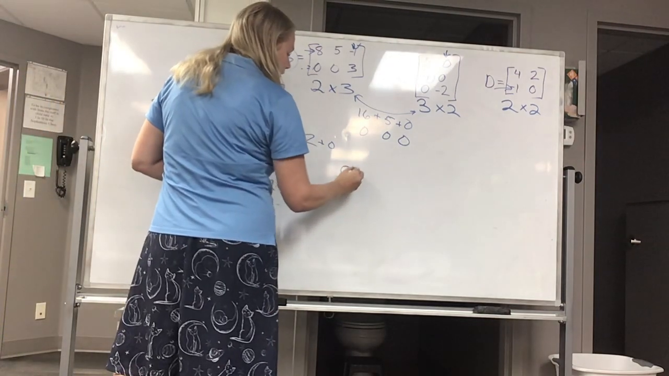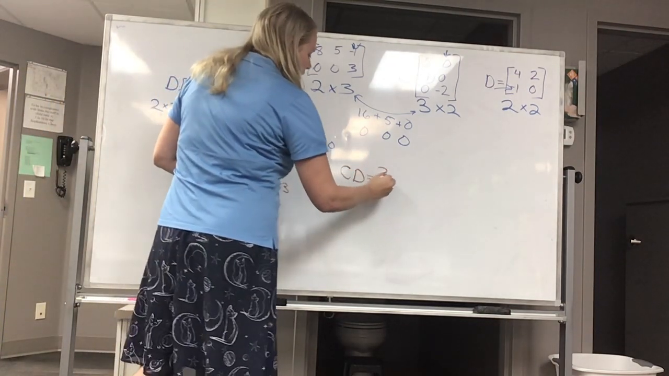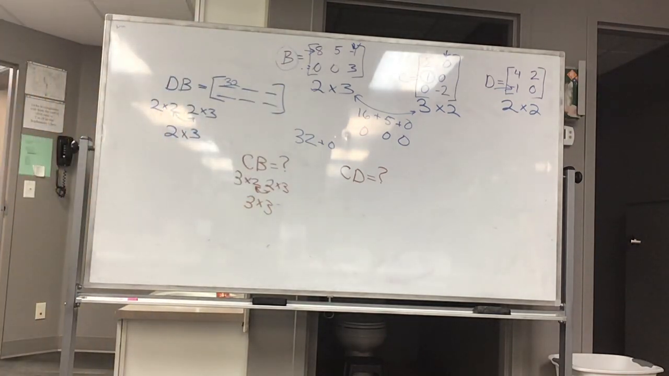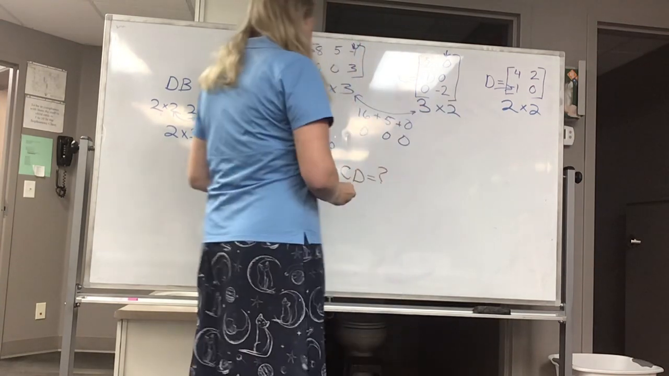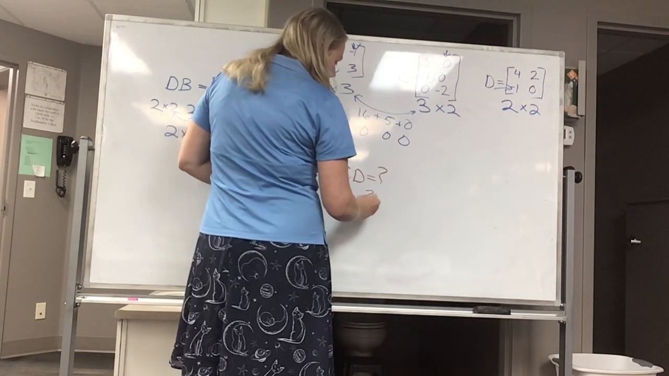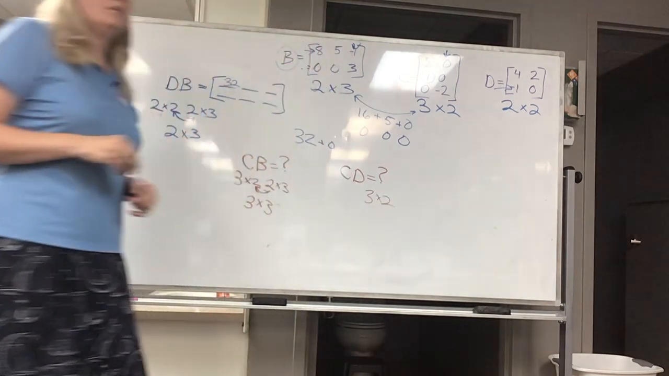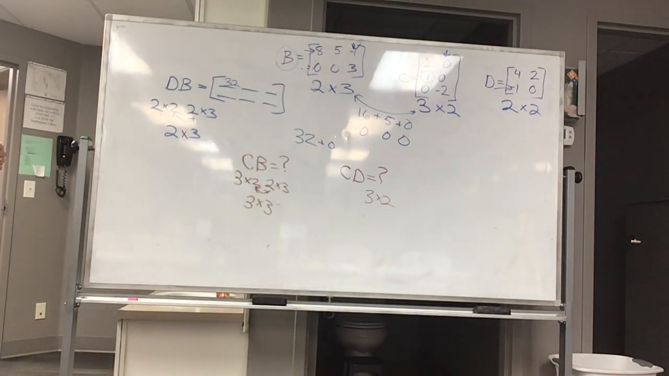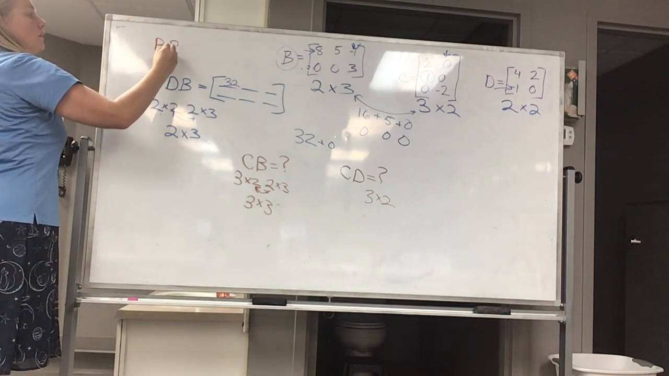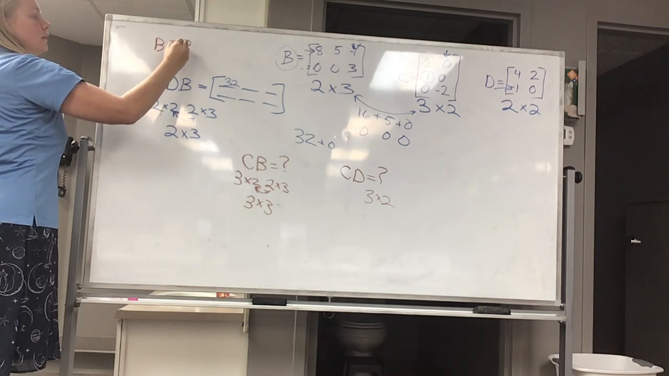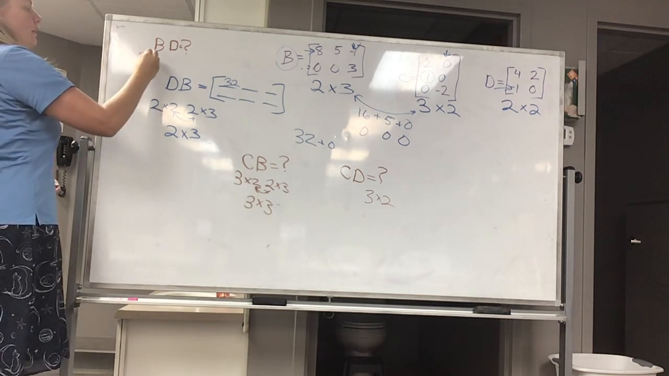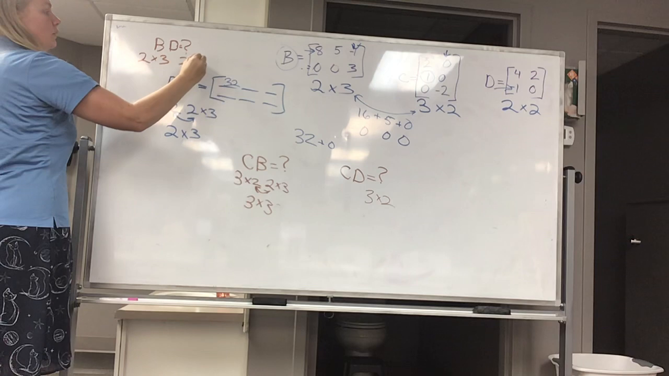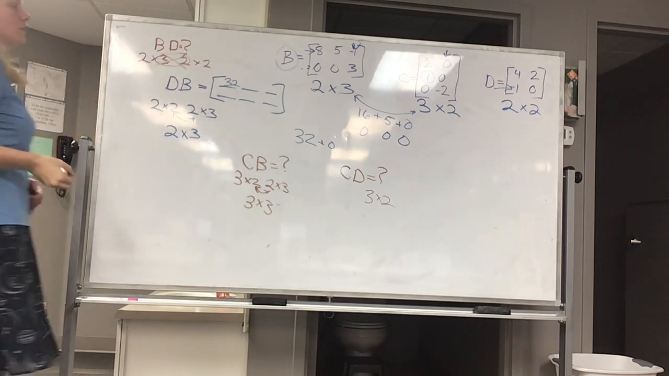How about CD? Is that possible? Yeah, because they both have this 2 in the middle. Our answer will be 3 by 2. So, DB was possible. Is BD? No, because B is a 2 by 3, D is 2 by 2, not a match, not possible.